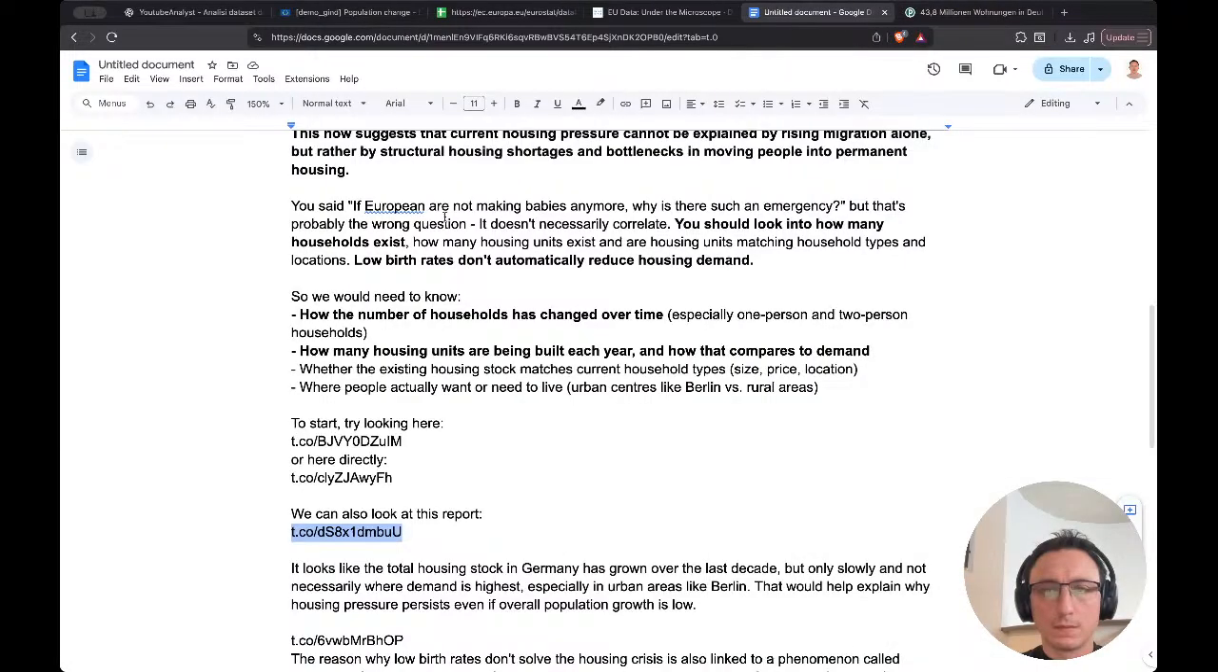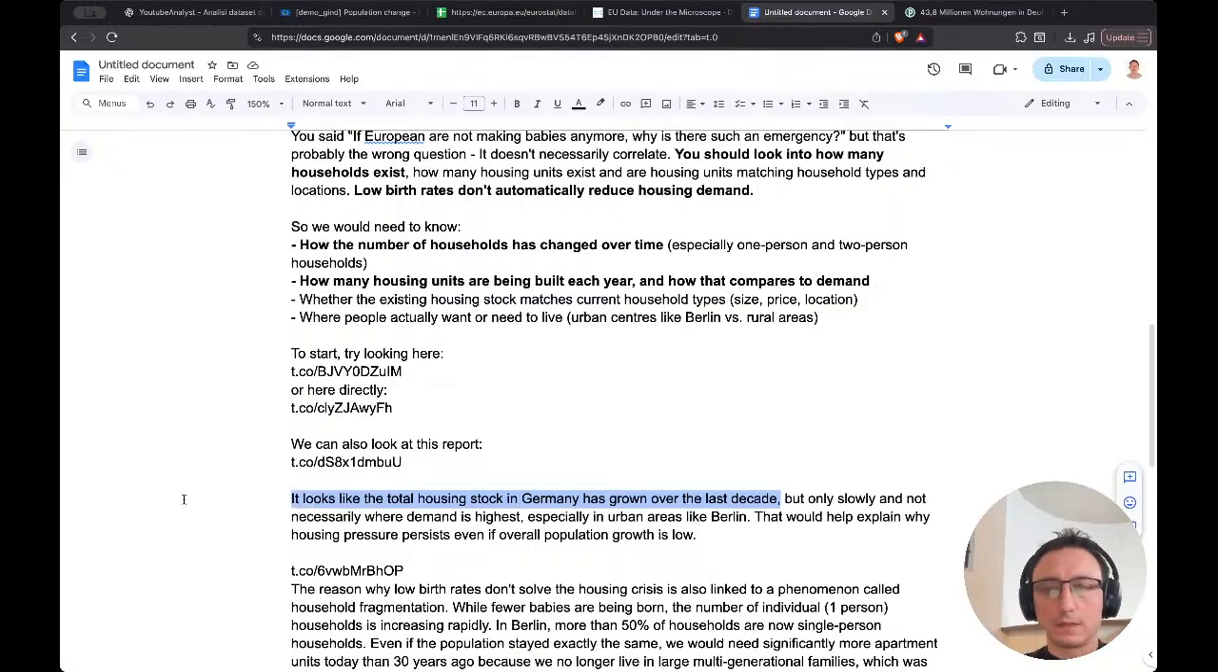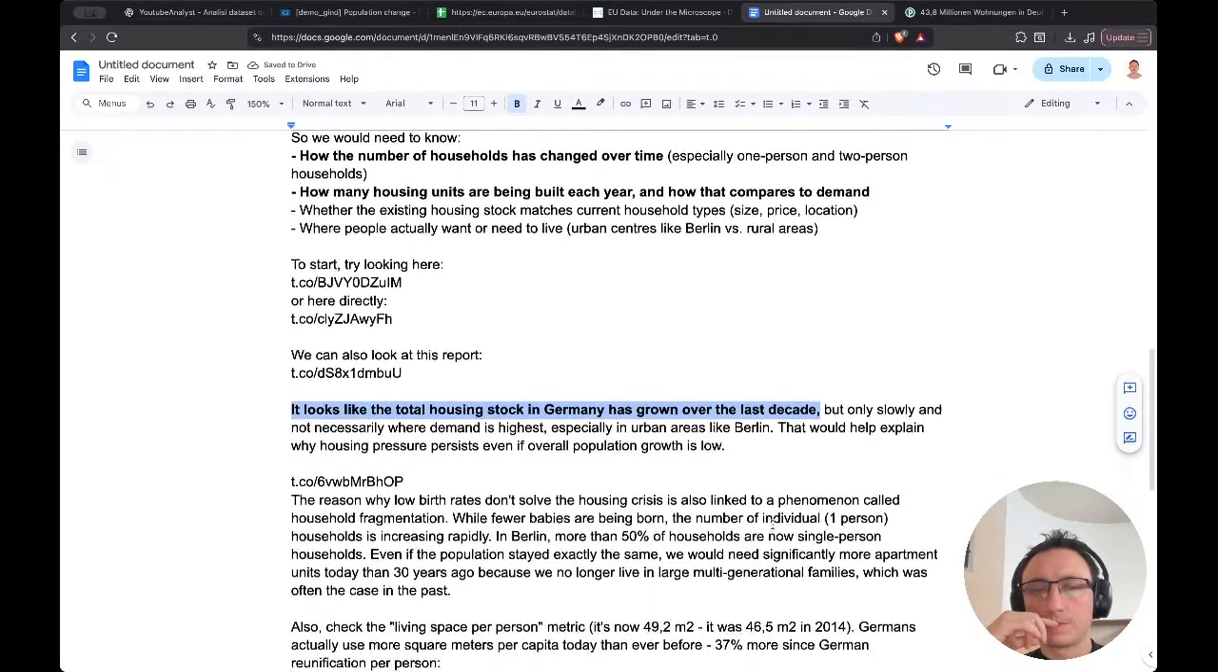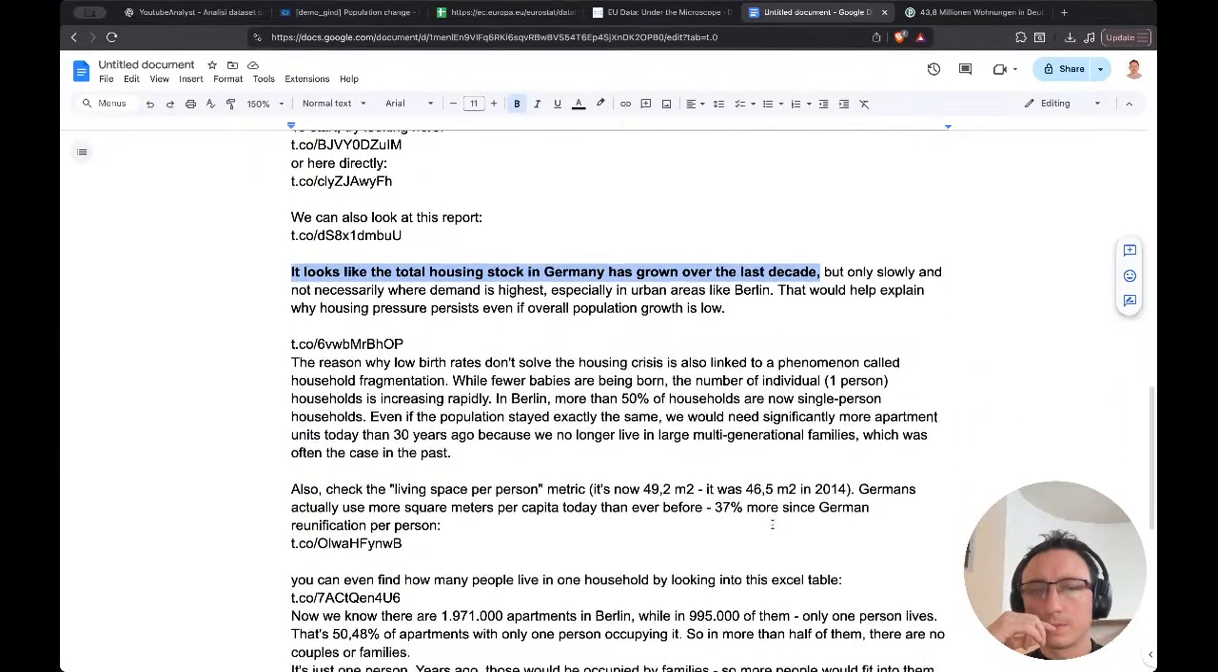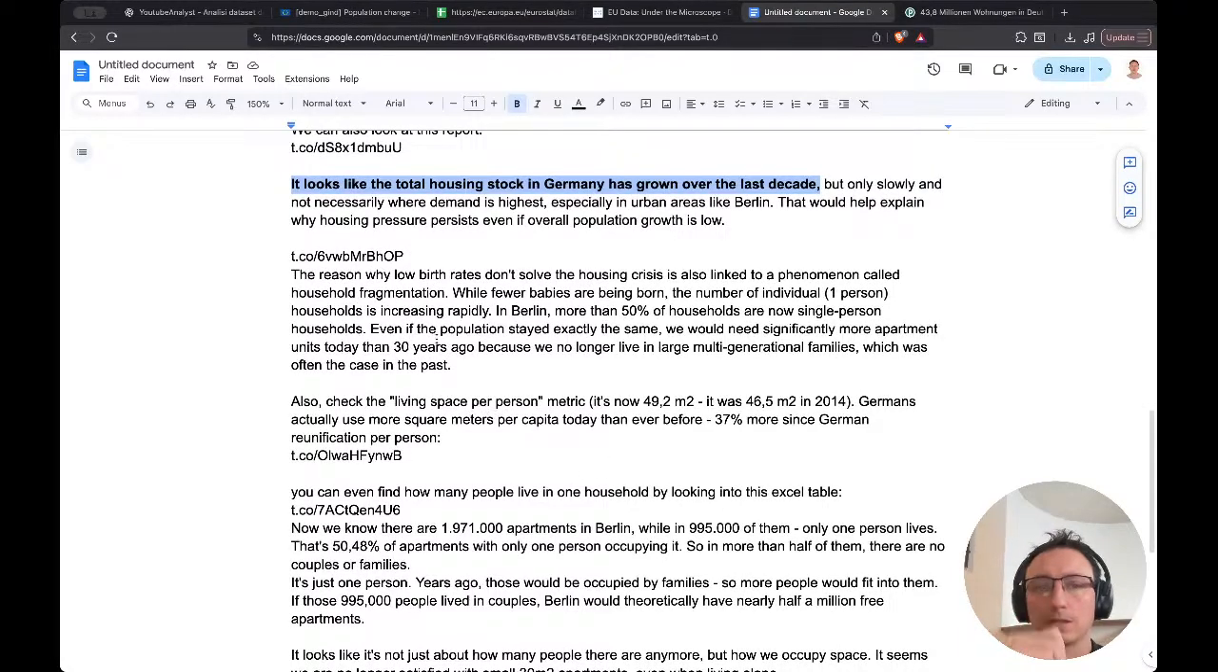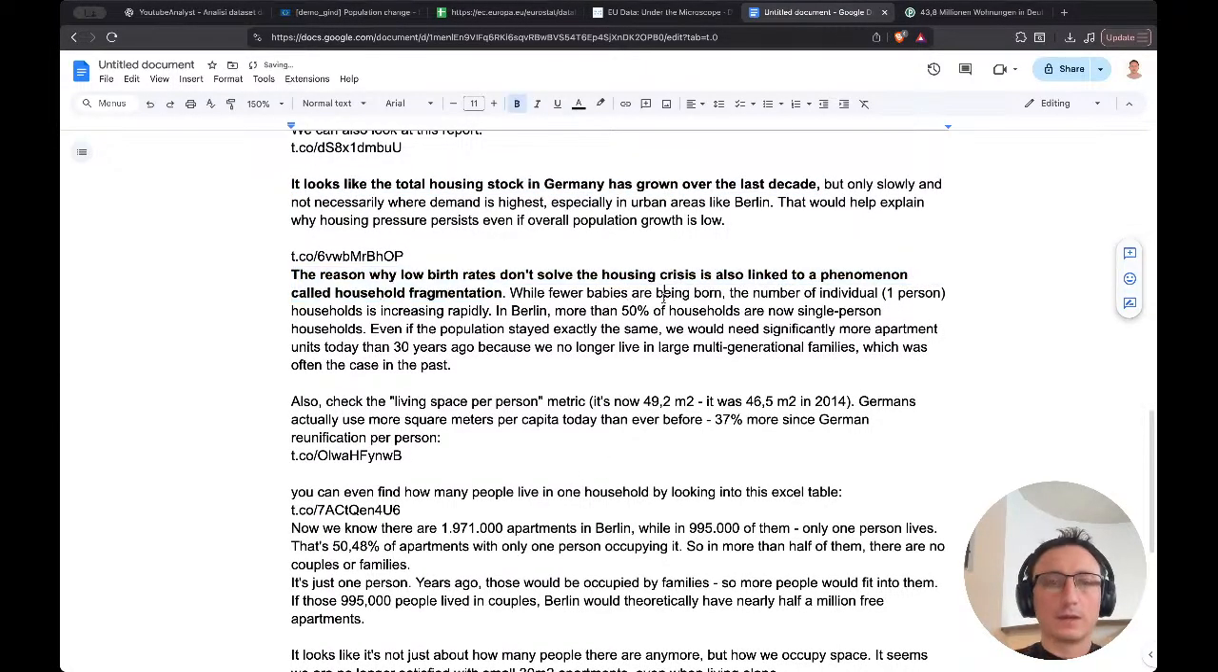It looks like the total housing stock has grown over the last decade, but only slowly and not necessarily where demand is highest, especially in urban areas like Berlin. Yeah, this is also really interesting, the household fragmentation. While fewer babies are being born, the number of individual one person household is increasing rapidly. In Berlin, more than 50% of households are now single person household.